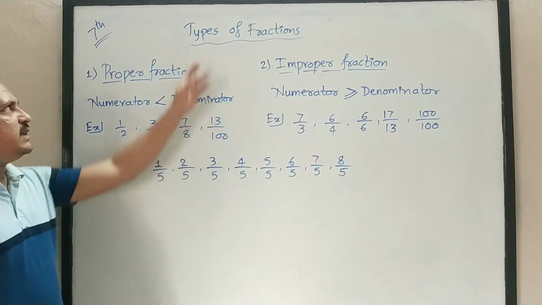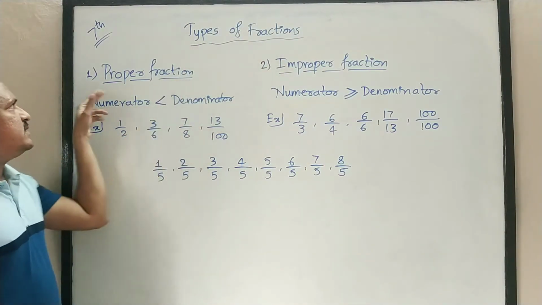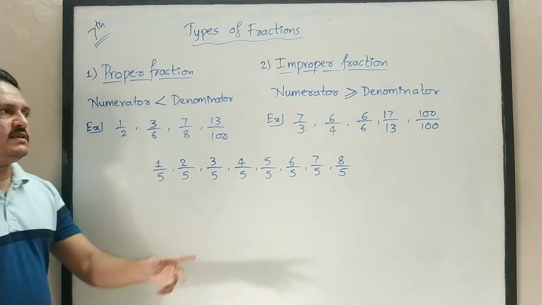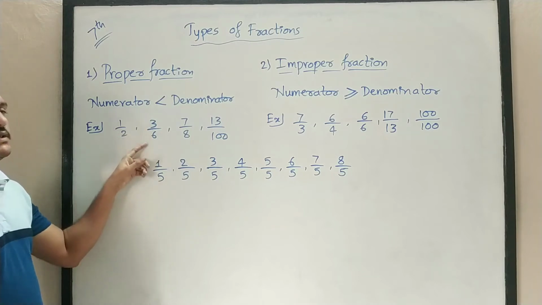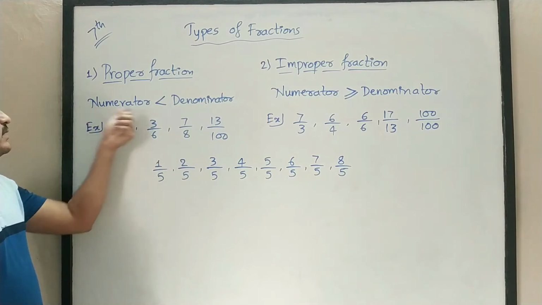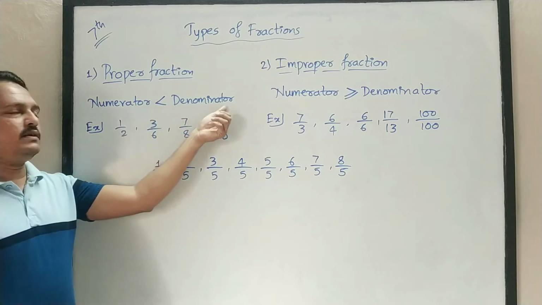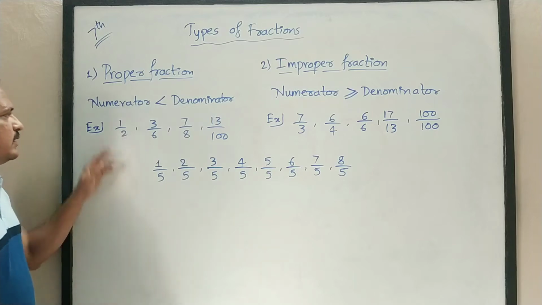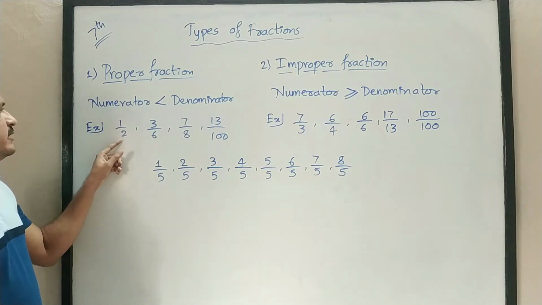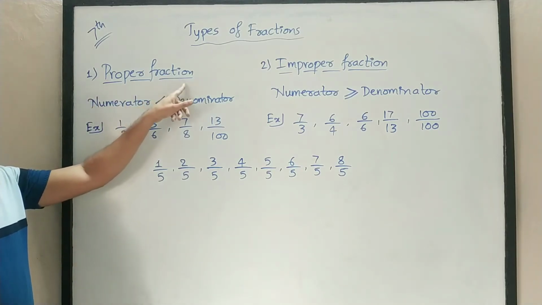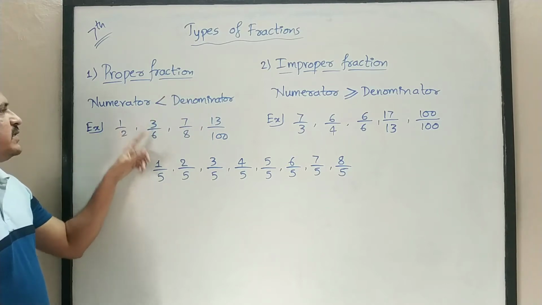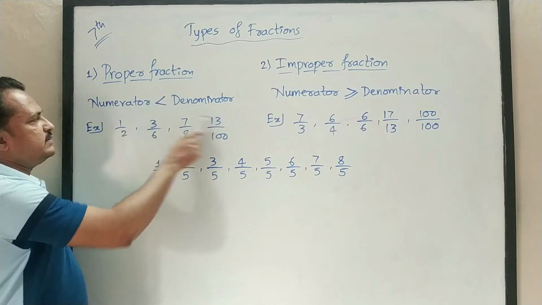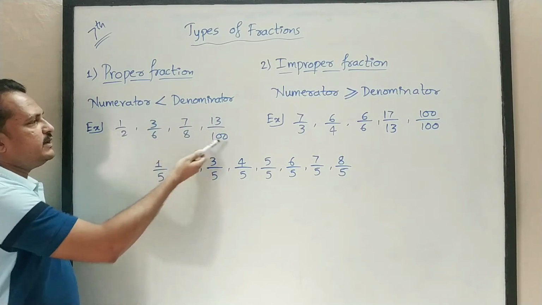We will move to types of fractions. The first one, proper fraction. Then how to identify the proper fraction? Very simple. Numerator and denominator, 2 things are there, already we know. The numerator is less than the denominator. This symbol is going to represent less than. All the time, if the numerator is less than the denominator, then we will consider that one as a proper fraction. So 1 by 2, 3 by 6, 7 by 8 and 13 by 100. All the time, these numerators are smaller than the denominators.